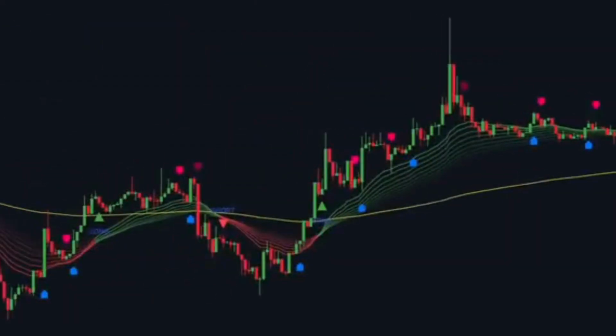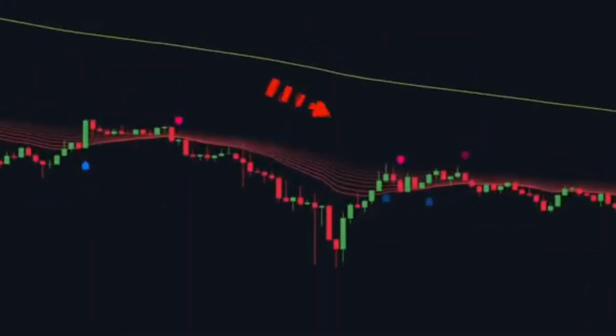When the ribbon is sloping upwards, it indicates that the market is in an uptrend, and when the ribbon is sloping downwards, it indicates that the market is in a downtrend. The EMA ribbon will help us identify potential buy or sell signals based on the direction of the trend and the location of the price relative to the moving averages.